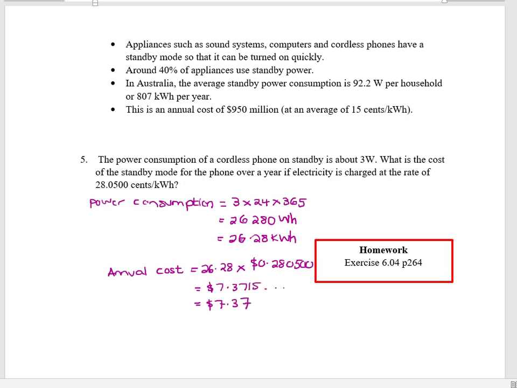So remember, that's just one appliance that is on standby mode, and you might want to think about all the appliances in your house on standby mode and what that might end up costing you.